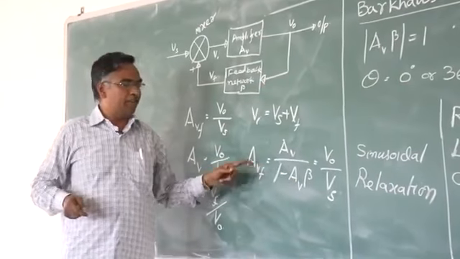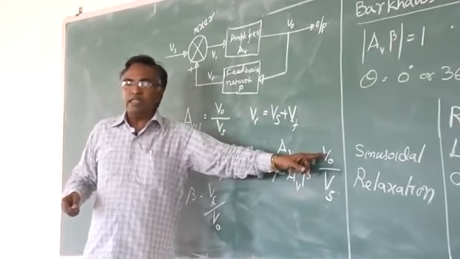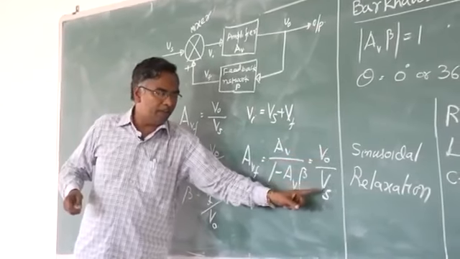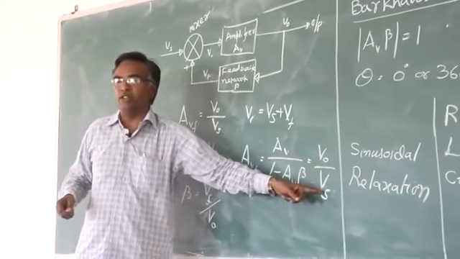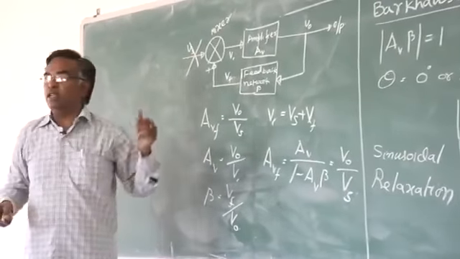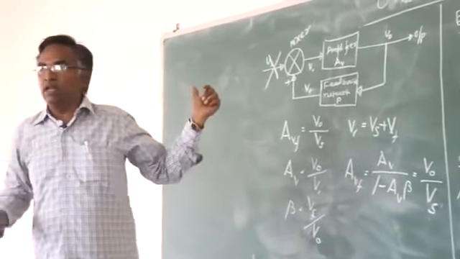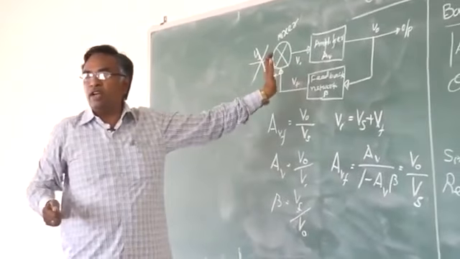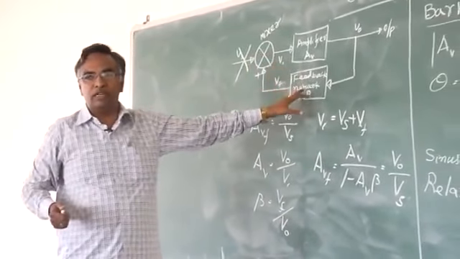Since loop gain is equal to unity, AV beta is equal to unity, then automatically AVF is equal to infinity. Since AVF is equal to infinity, V naught by Vs is equal to infinity, which means Vs is equal to 0. That is the reason why we do not apply any external input signal for these oscillators.